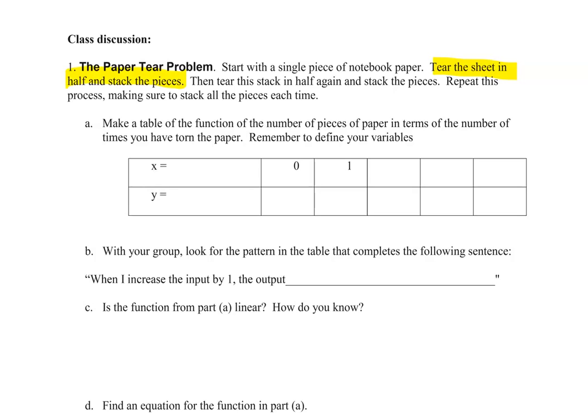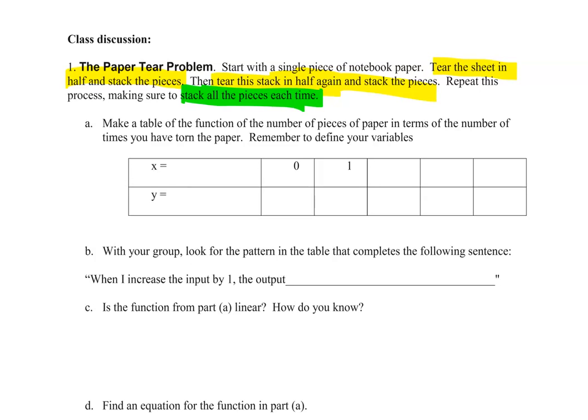Try this. Get a sheet of paper, tear the sheet in half and stack the pieces, then tear this stack in half again and stack the pieces. Repeat this process, making sure to stack all the pieces each time. Then we are going to make a table of the function of the number of pieces of paper in terms of the number of times you have torn the paper.